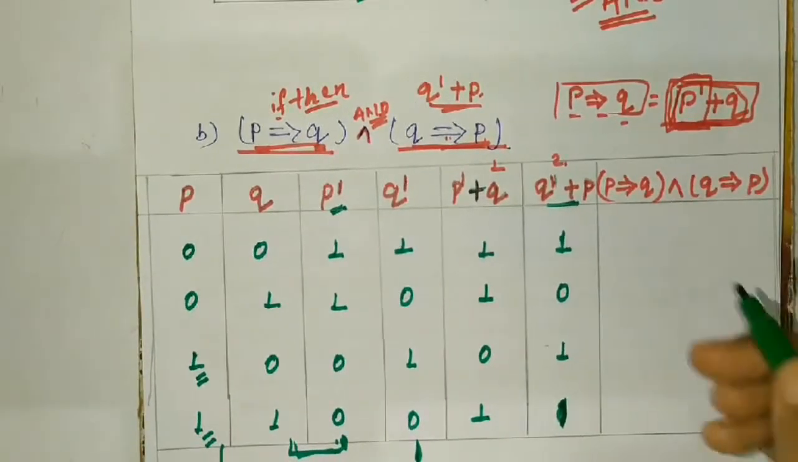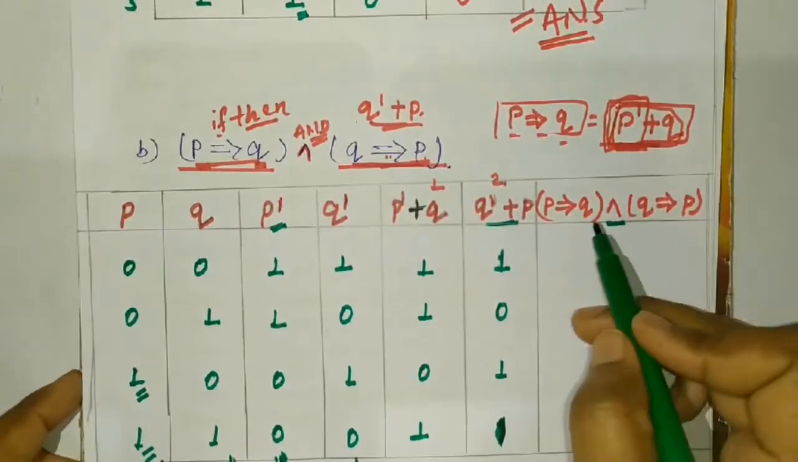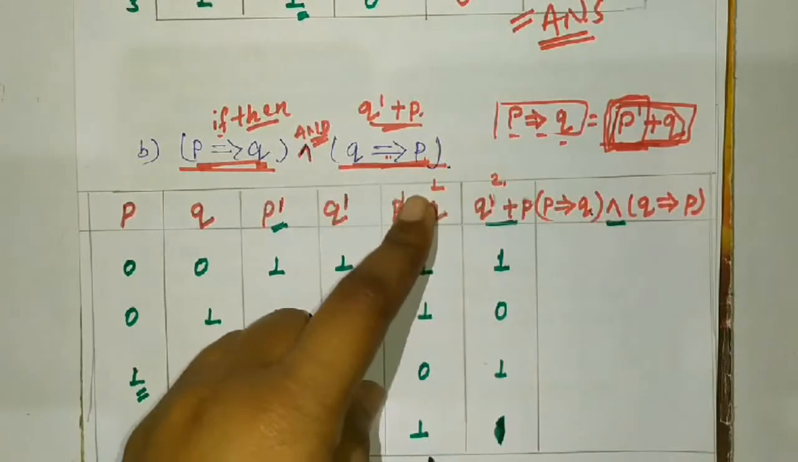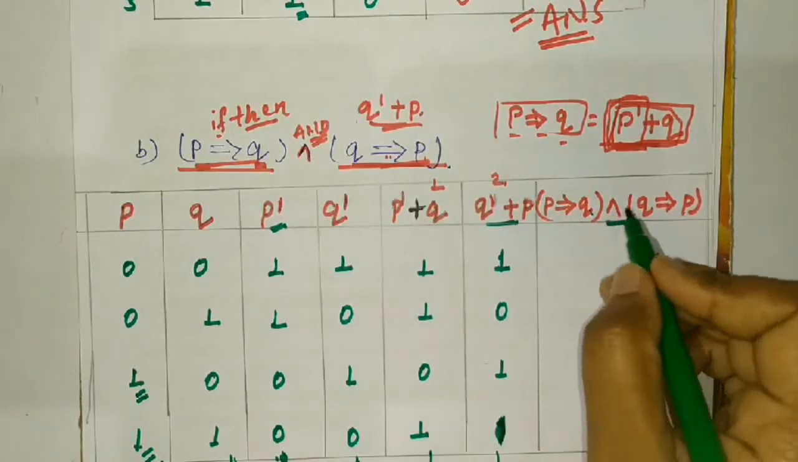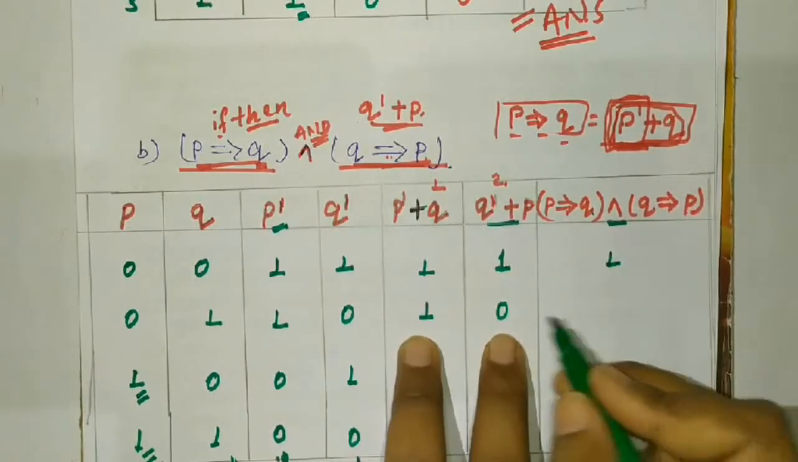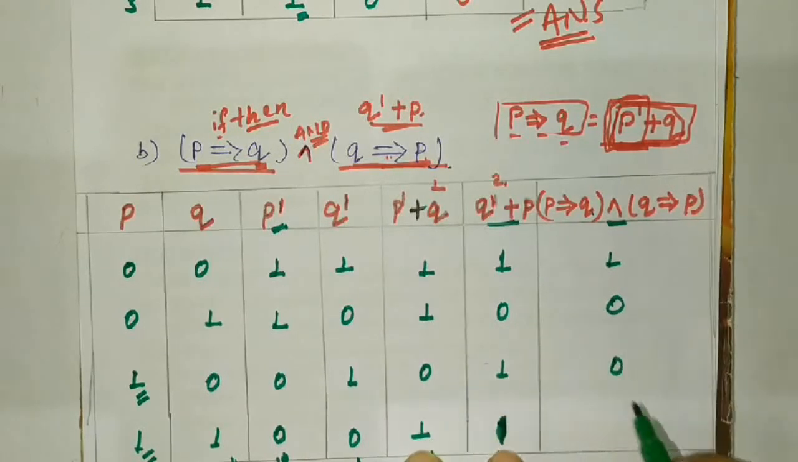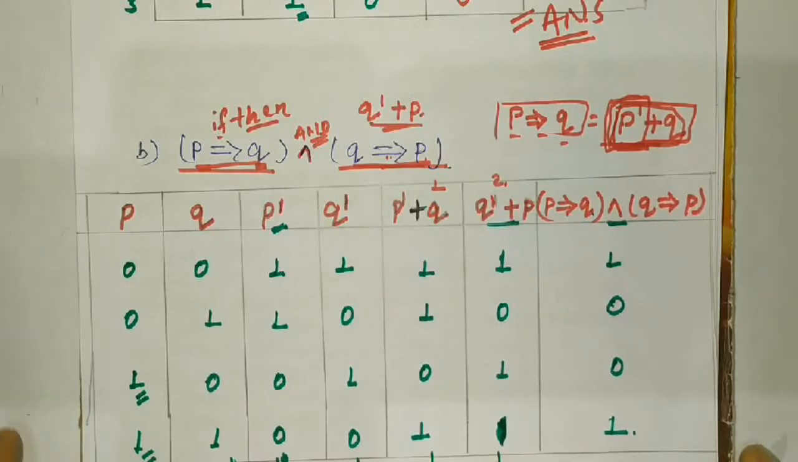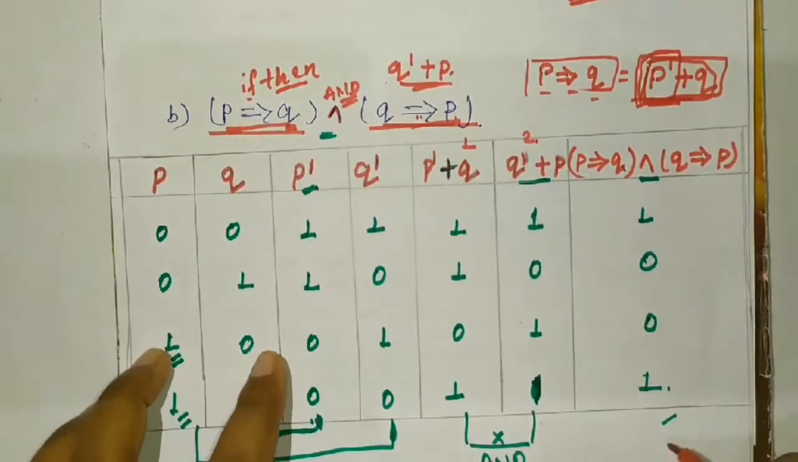Next we have to multiply these two statements: P condition Q, that means this, and Q condition P, that means this result. We have to multiply with the AND sign. This is the AND sign, so we have to multiply. 1 into 1 is 1, 1 into 0 is 0, 0 into 1 is 0, 1 into 1 is 1. So the truth table of this question is this. This is the answer.